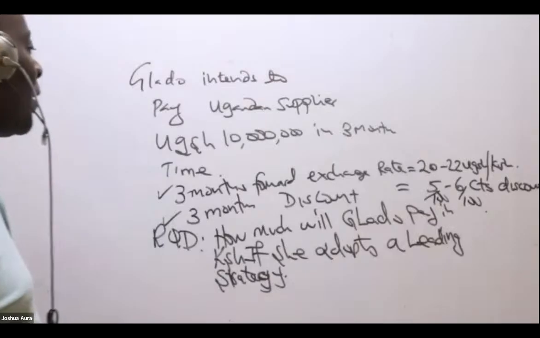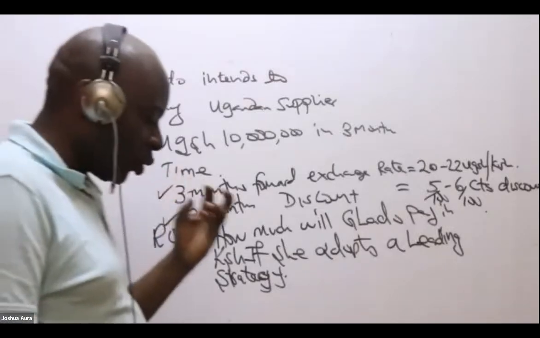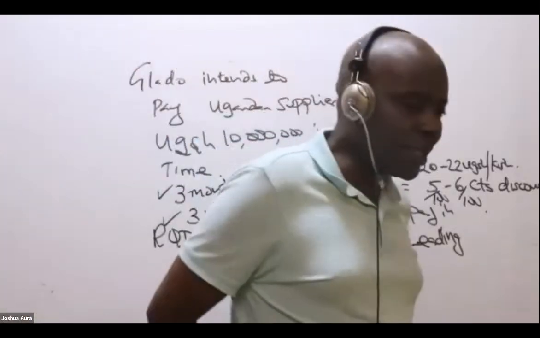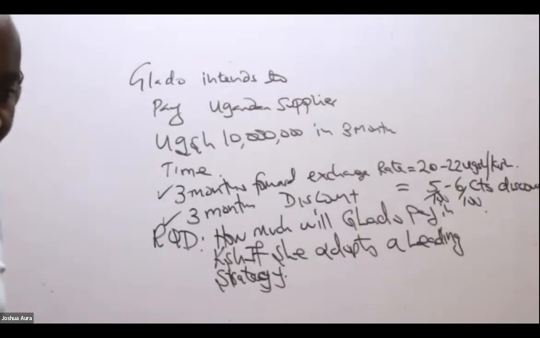If I'm the one doing this, I'll first of all establish the role of the bank in Gladys's assignment. What is the role of the bank here? Okay, I'll give you 5 minutes.